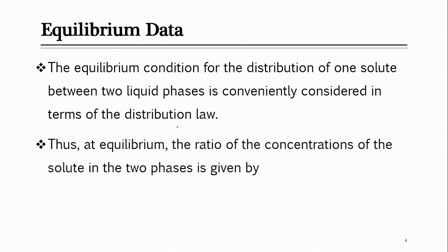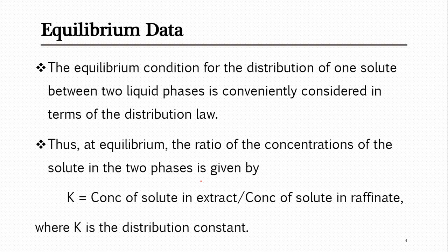So based on this distribution law, we can see that at equilibrium the ratio of concentration of solute in two phases is constant at a given temperature and pressure, and that is given by one equation: K is equal to the concentration of the solute in extract to the concentration of the solute in raffinate, and K is called the distribution constant.